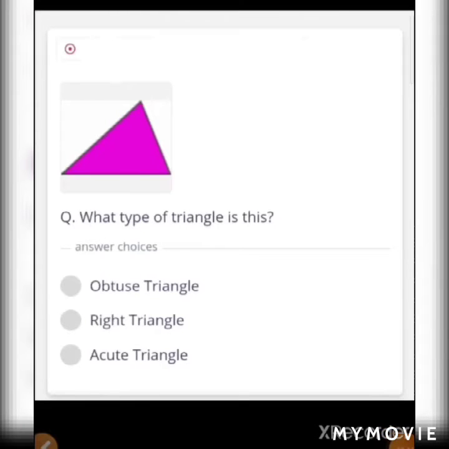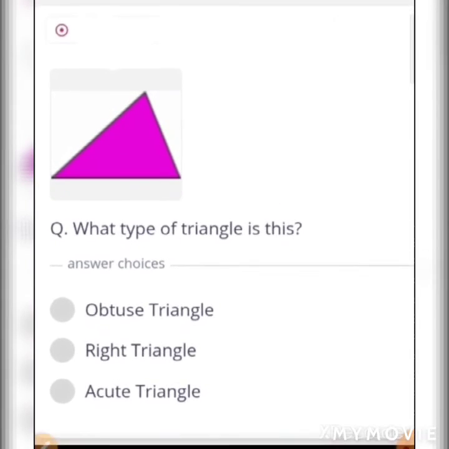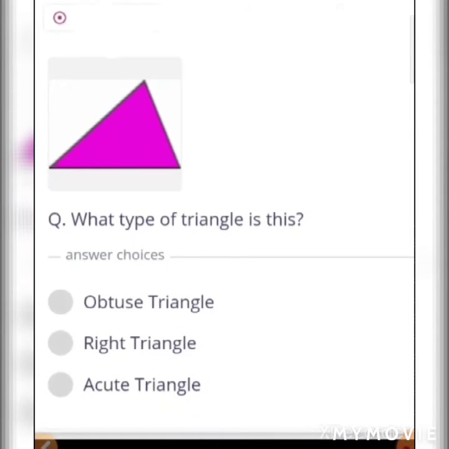Now we have to cover some MCQs based on it. See the question here. What type of triangle is this? What type of triangle have you seen there? It's an acute angle triangle. So your option is C, acute angle triangle.